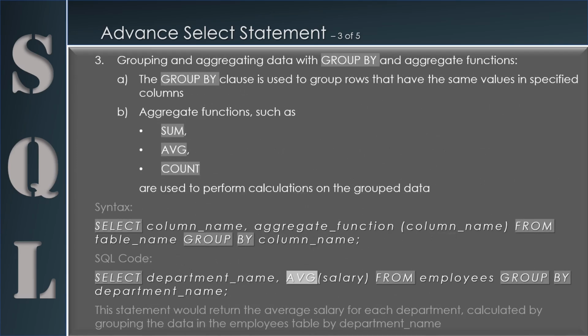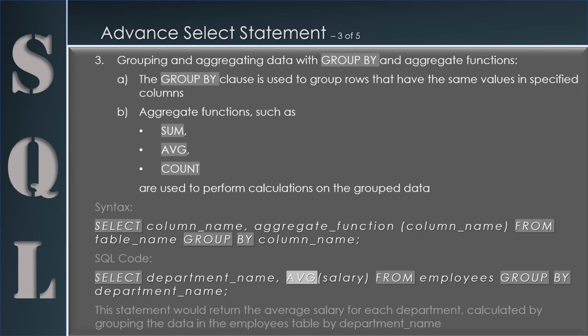Grouping and aggregating data with group by and aggregate functions. The group by clause is used to group rows that have the same value in specified columns. Aggregate functions can be sum, average, count, and are used to perform calculations on the grouped data. When you look at the syntax, the SQL code is select column name, aggregate function, column name within brackets, from table name, group by column name.